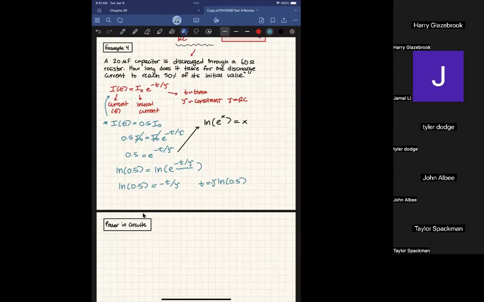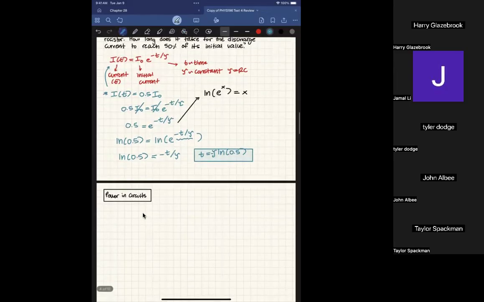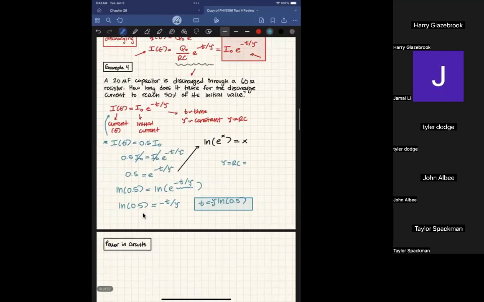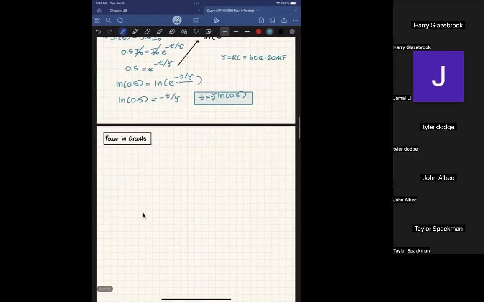Now, before we solve this, we just need to find out what tau is. And we know that tau is R times C. Resistance in this equation is 60 ohms. Capacitance is 20 microfarads. One thing to note here, this is in microfarads, but it always has to be in the base unit. So we're going to have to take that micro out. So we're working with this.